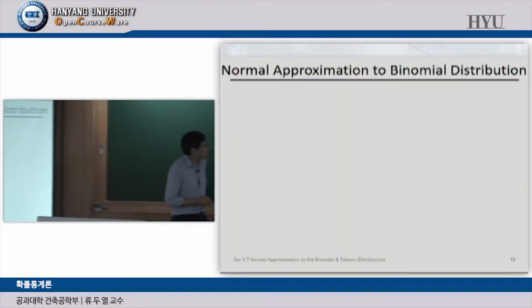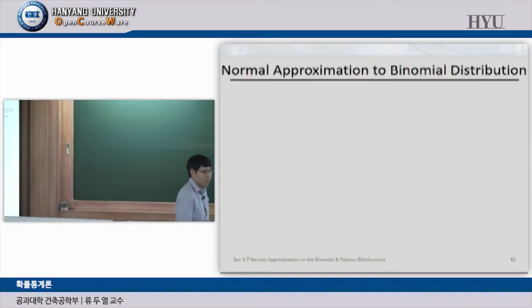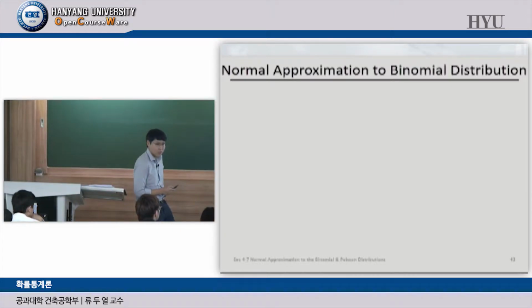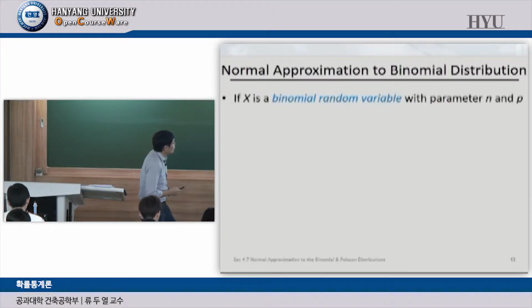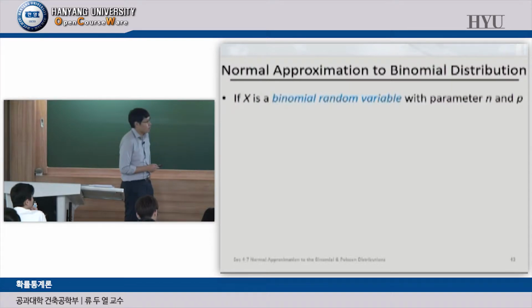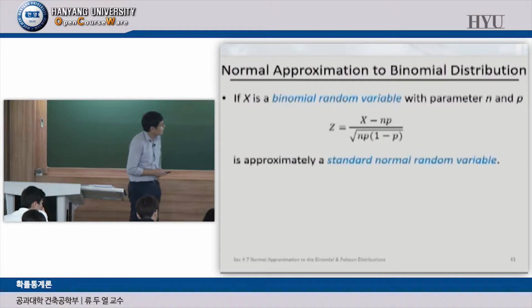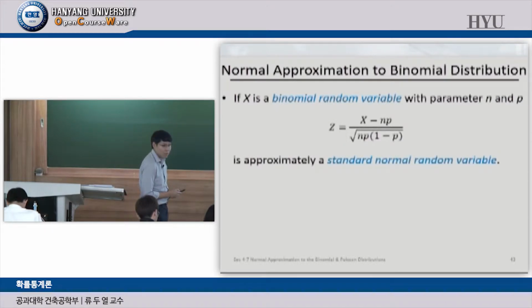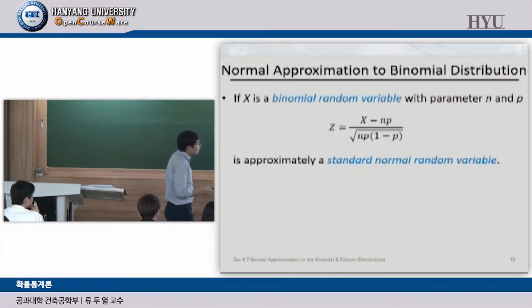Today, I'm going to explain the normal approximation to the binomial distribution. If X is a binomial random variable with parameters n and p, the standard normal random variable can be calculated by this equation. Why? Because np is the mu, the mean, and np(1 minus p) is the variance, sigma squared.